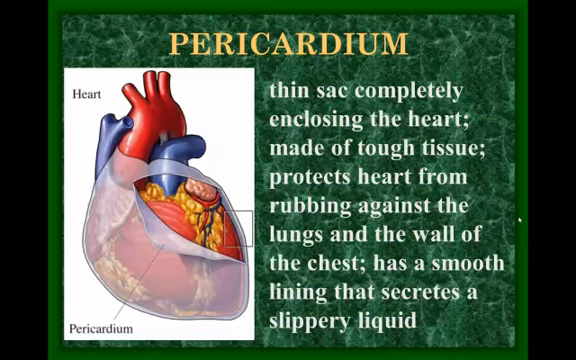And imagine your heart beating on an average of 72 times a minute, and the rib cage and the lungs and everything else that's by the heart, how much friction there would be. So the pericardium, there's some special cells that secrete a liquid, and the pericardium is what's holding that liquid. So it's a slippery sac around the heart, and that then is going to reduce the friction that is made by the pumping of the heart. So a thin sac completely enclosing the heart protects the heart from rubbing against the lungs and the walls of the chest.